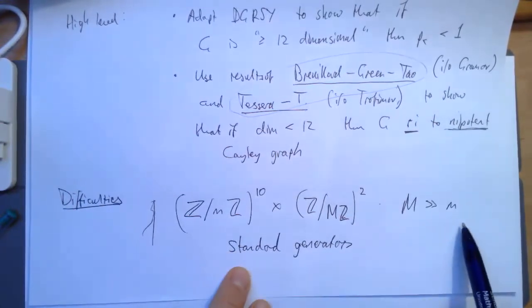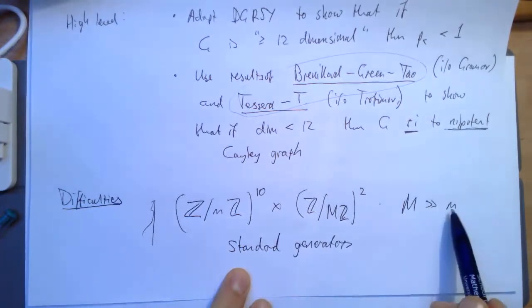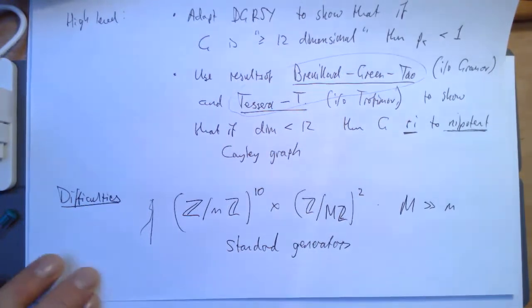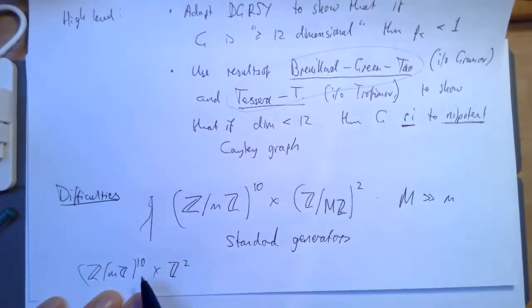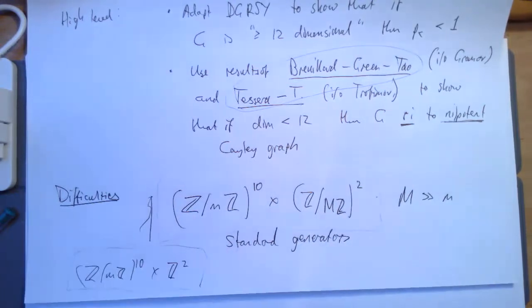And the point is, when you look at balls of radius less than little m, this looks like a 12-dimensional graph. But then when you look at balls of radius much bigger than little m but smaller than big M, it looks like a two-dimensional graph with a kind of finite bit stuck on the end of it. And so in the infinite case, if you had Z mod mZ to the 10 cross Z squared, then as radii tend to infinity, this finite bit just becomes negligible, and this is a two-dimensional graph. But in this finite case, it looks 12-dimensional on low scales and two-dimensional on high scales. And for our finitary analysis, we need to understand both situations.